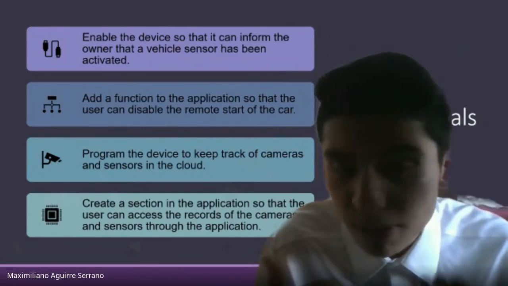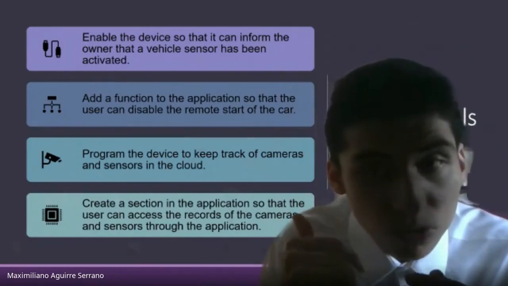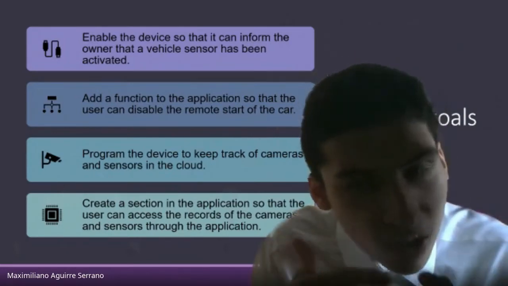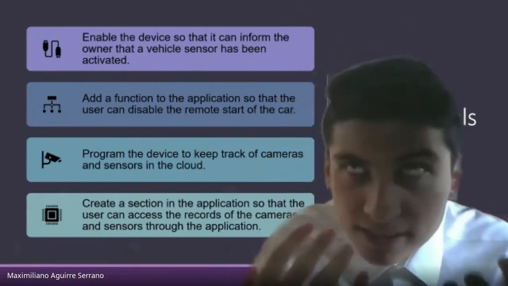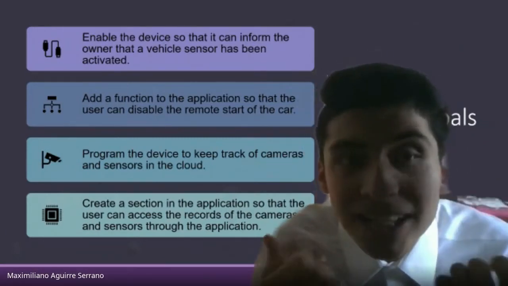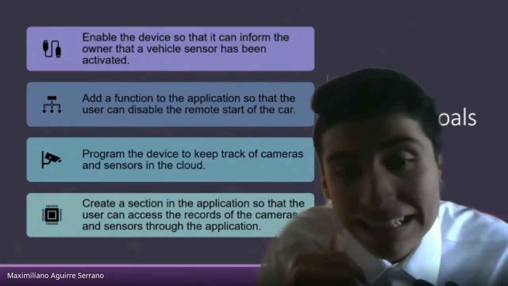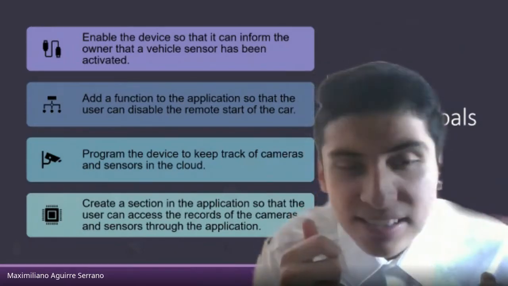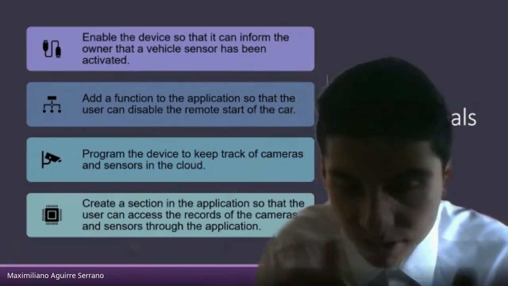The next point, add a function to the application so that the user can disable the remote start of the car. This means that with the mobile application we can disable the car's fuse box, using microcontrollers that are in the system.